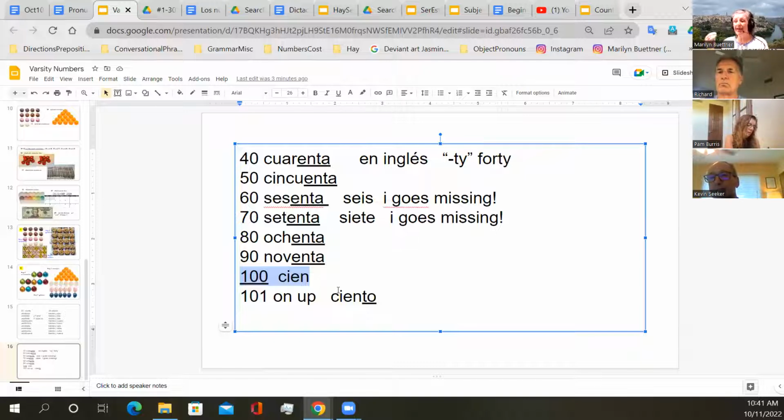But once we add anything to 100, it goes to the longer form. And that is ciento. 100. Ciento. So 101, 102. And the video I'm going to show you shows how they count up from 100 to 120. Ciento. And notice there's no E there yet.